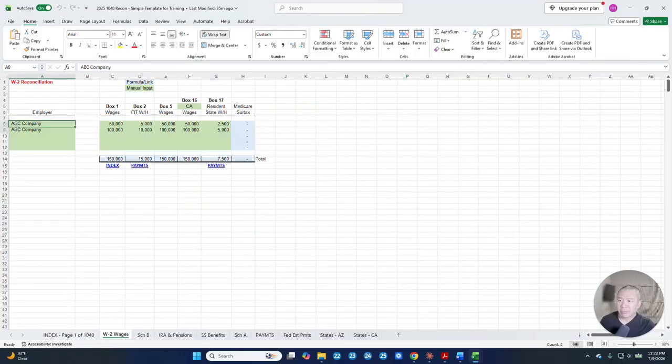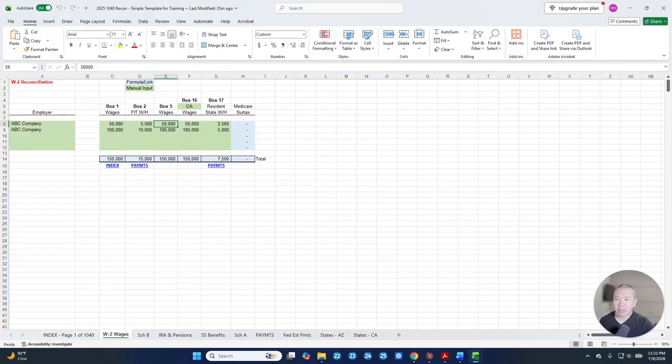You're going to put the employer here. I already filled this out, so this is assuming a married filing jointly couple. I label these box 1, box 2, box 5, box 16, box 17 of like where these numbers are coming from. And the first person has $50,000 of income. Their withholding is $5,000 for federal. This is their Medicare wages.